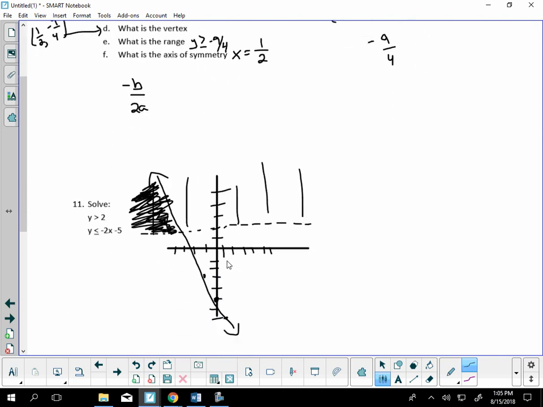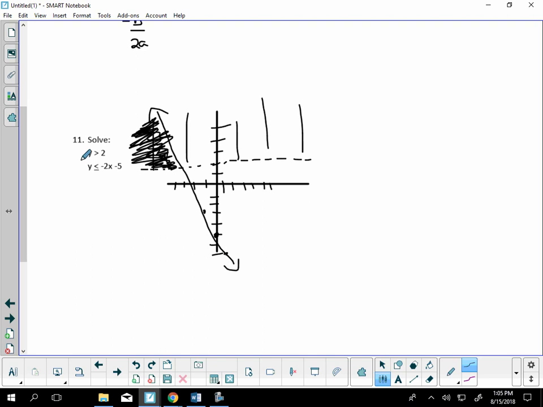When I solve this for the inequality, you have to graph it. Y is greater than 2 is a horizontal line. Imagine that that is a horizontal line. And I have shaded above that line.